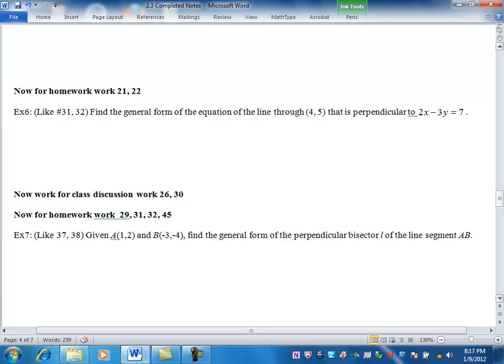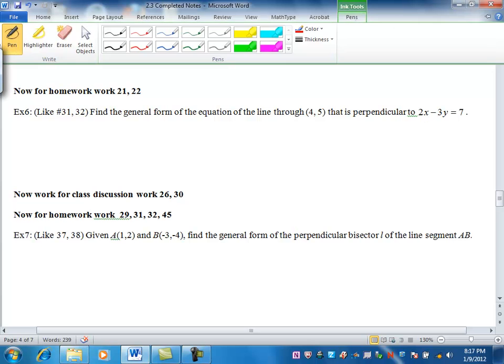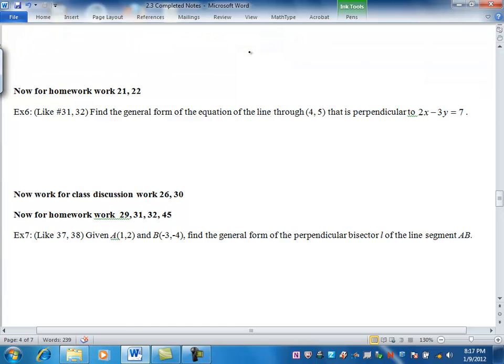And now, example 6 here, very similar to 31 and 32. It says find the general form of the equation passing through the point (4, 5), perpendicular to 2x minus 3y equals 7. Well, we need to know what the slope of the line 2x minus 3y equals 7 is. So let's see here, -3y equals -2x plus 7. Y equals 2/3 x minus 7/3. So the slope of the line there is 2/3, which means the slope of the perpendicular line is -3/2. So this is what I did first.